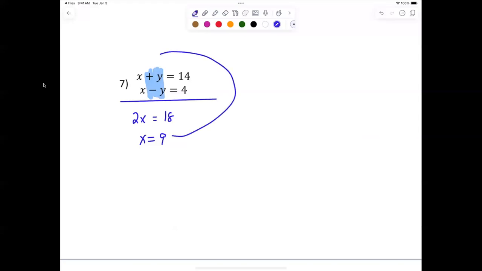Now I know X is 9. I just come up here and plug in. 9 plus y equals 14. Y equals what? Be careful, you're subtracting now. I appreciate you participating. 5. There we have it. So my answer is 9 comma 5.